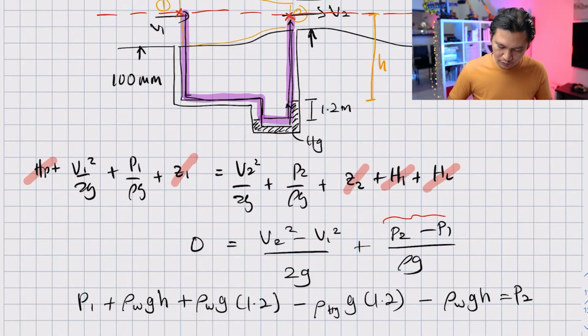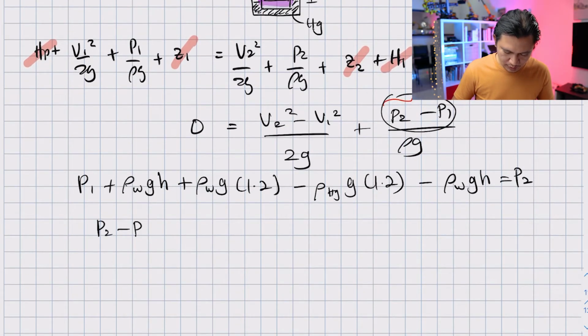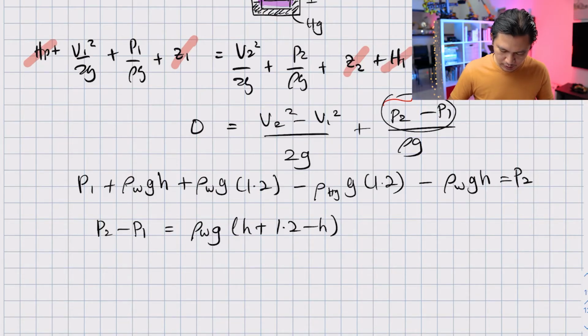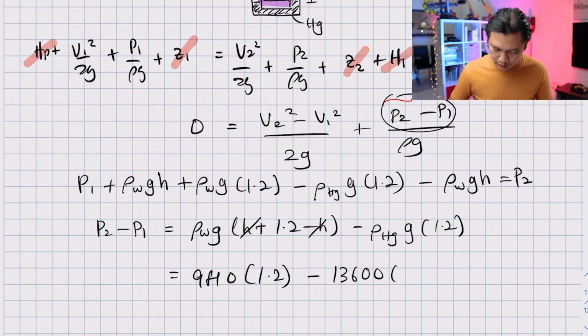And remember, we are looking for P2 minus P1. So P2 minus P1 is actually rho water times g times H plus 1.2 minus H, minus rho Hg times g times 1.2. And H minus H is 0. So this will be rho water times g, which is 9810, times 1.2, minus rho Hg, which is 13,600, times g, which is 9.81, times 1.2.